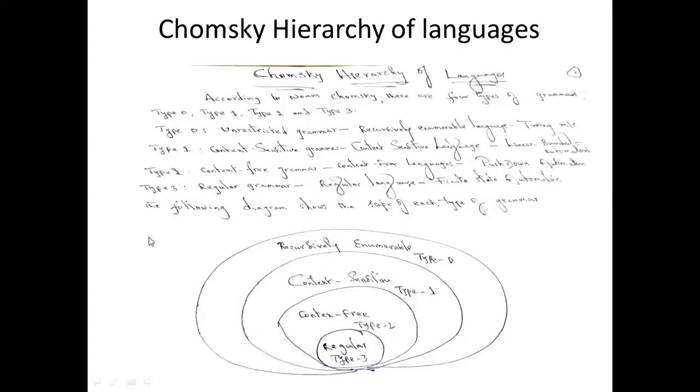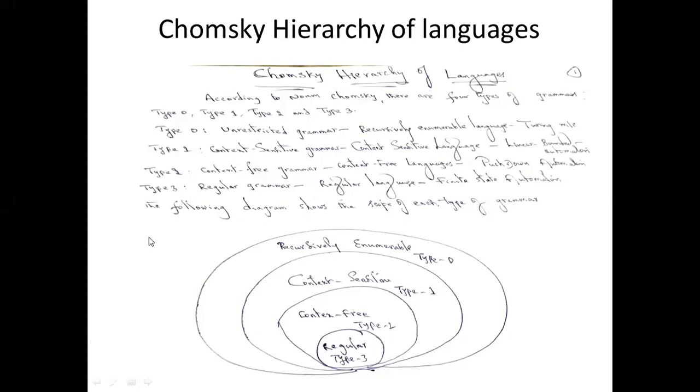Today I'm going to explain the Chomsky hierarchy of languages. So, what do you mean by Chomsky hierarchy? Here, Chomsky is a scientist's name. Okay, according to him, his name is Noam Chomsky. According to him, there are four types of grammars or languages, we can say. He divided all the available grammars into four different types.